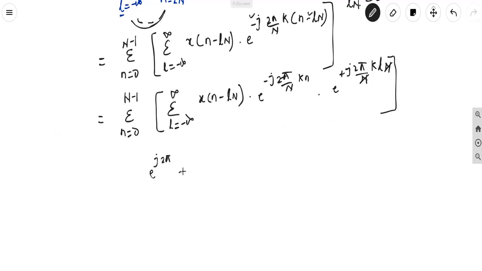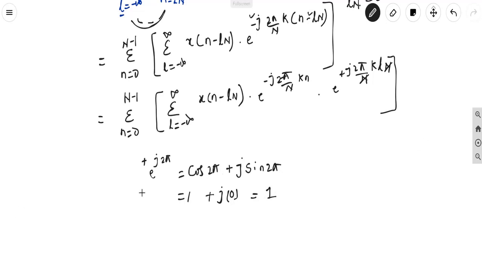So here I can use Euler's identity. If I use Euler's identity, this will be equal to cos 2 pi, and as it is plus here, plus j sine 2 pi. So what is cos 2 pi? Cos 2 pi is 1, plus j sine 2 pi is 0. So what am I going to get? I'm going to get 1.